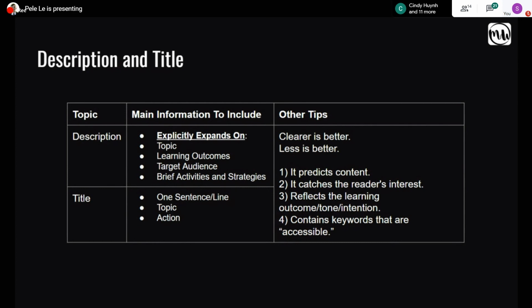So that's a tip. These are, again, not constraints. You can expand on these, you can change them. But this, again, is our strategy in creating an effective workshop. Other key things is the clearer the better, the less is better. Again, you don't want to oversaturate and dilute words. Make sure it's predictable. Make sure it can catch speakers' interests. Make sure it's reflective of all these topics that we just talked about, and then contains keywords that are relevant.